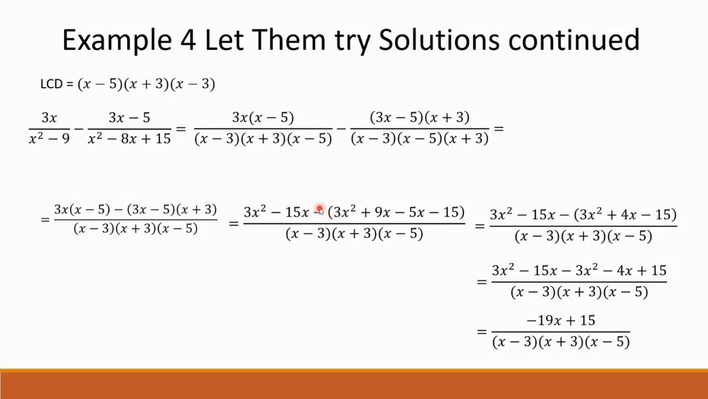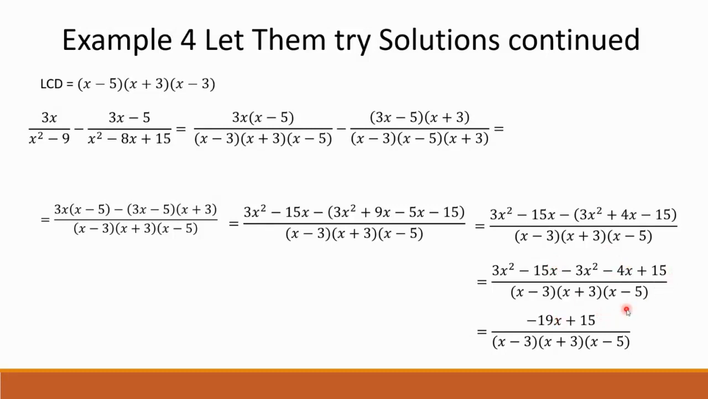Now this is minus, so we have to distribute the negative. That's why I use parentheses. Before I did that, actually, I did combine like terms, the 9x and minus 5x. Now we distribute the negatives, as you can see. And then, of course, we combine like terms, so the 3x squares are gone, which is nice. We have minus 15x minus 4x. That's minus 19x plus 15.